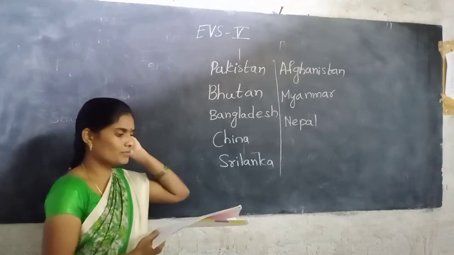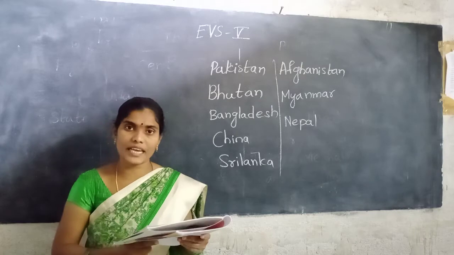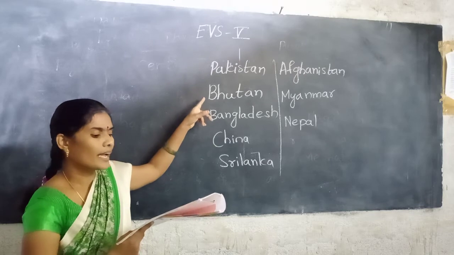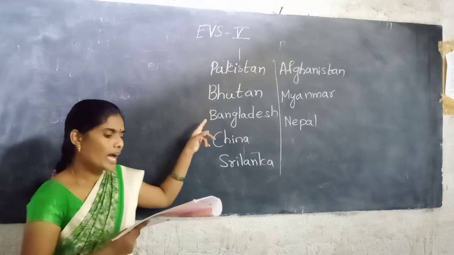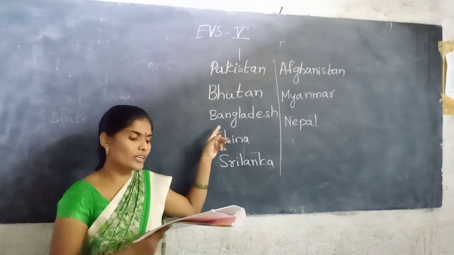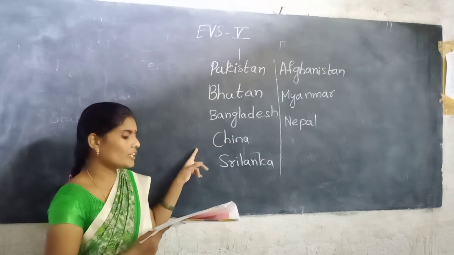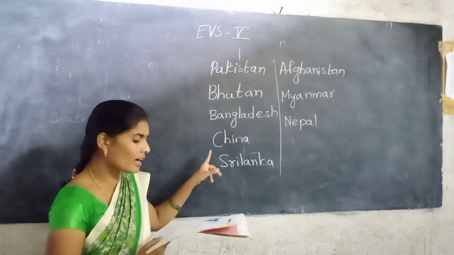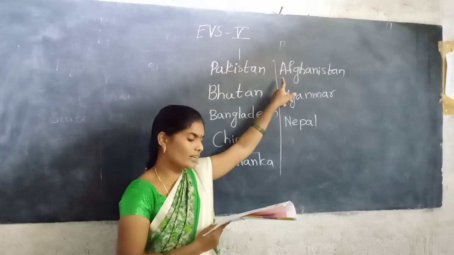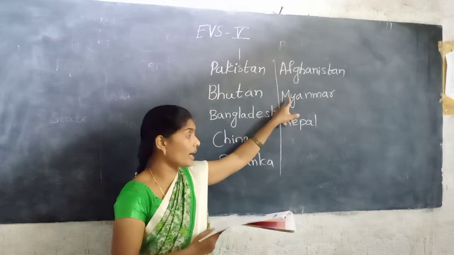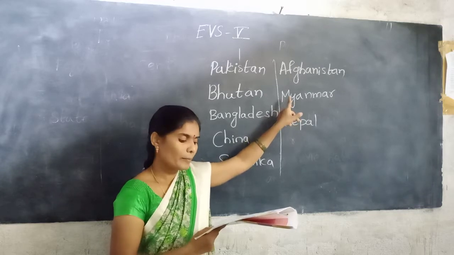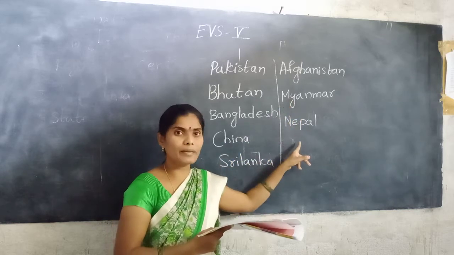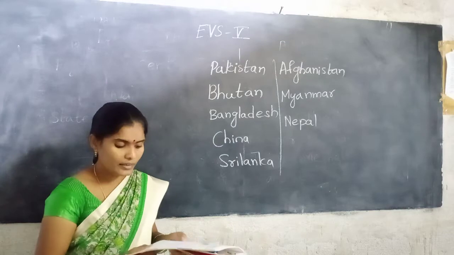Okay, complete your answers. Western boundary of India is Pakistan, small country with 6 letters in its name is Bhutan, between eastern and northeastern India is Bangladesh, north of the Himalayas is China, island country is Sri Lanka, northwest of India is Afghanistan, borders of Nagaland and Manipur is Myanmar, Himalayan kingdom is Nepal. Okay? Complete your answers.